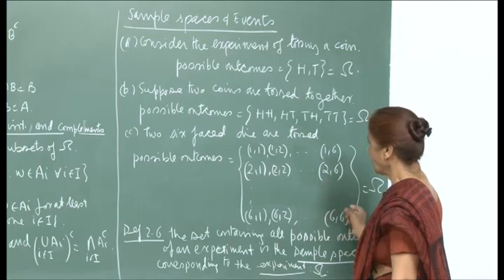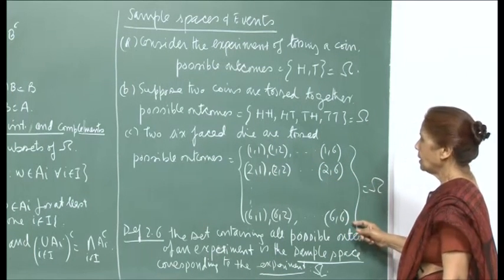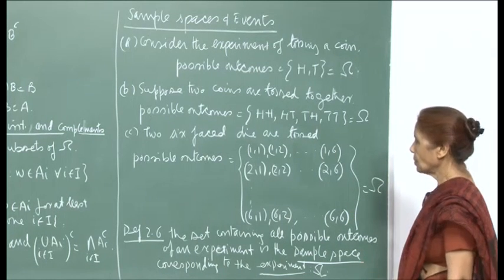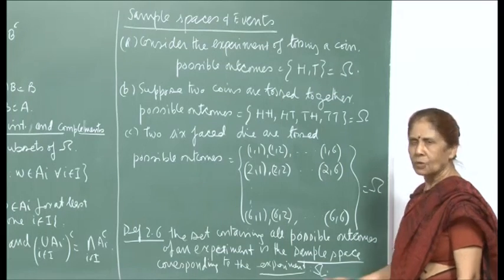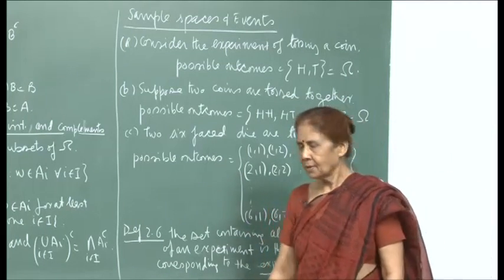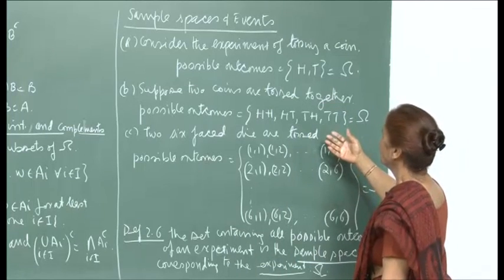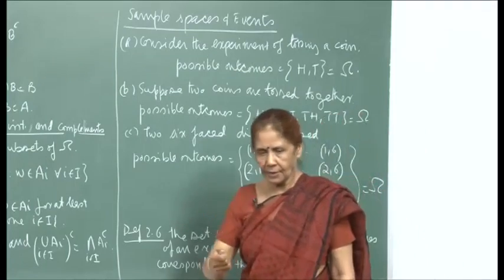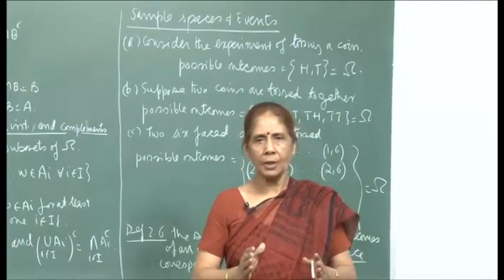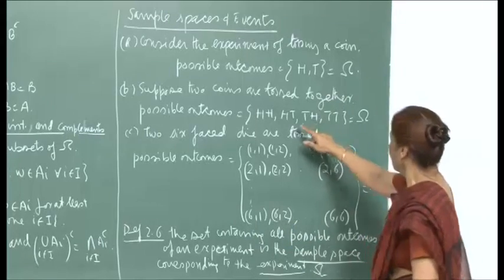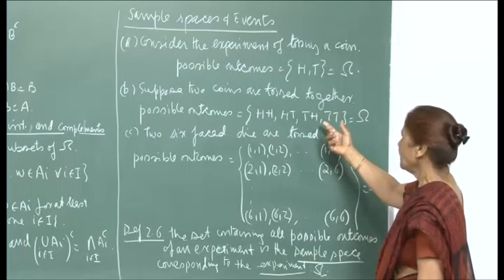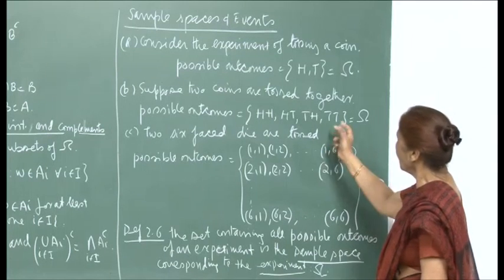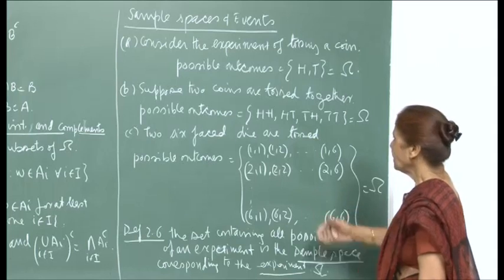Okay. And so we have to record all possible outcomes, and therefore this will be the collection of all 36 outcomes, and that will constitute your sample space. Okay. So I am just trying to show you that when you consider an experiment, you have to be very careful in recording the outcomes. And so when you are tossing two coins, we will have to number one as the first coin and the other one as the second coin, and then we can record the outcomes.